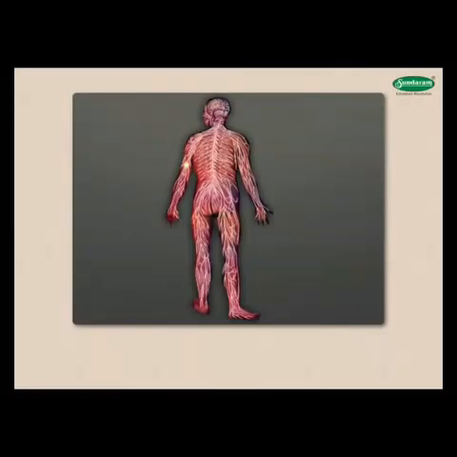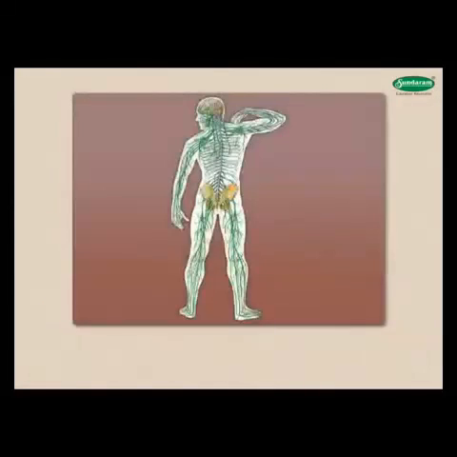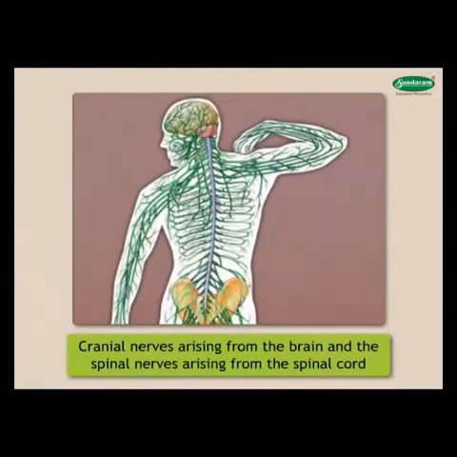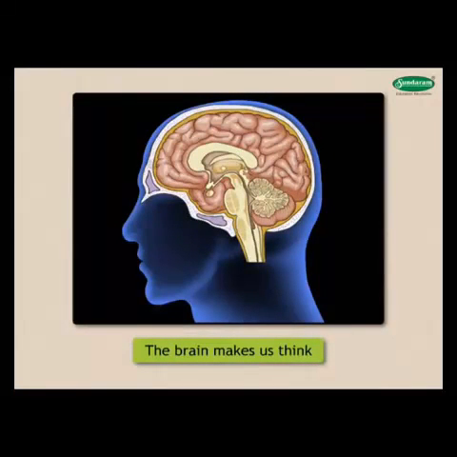This is the second instance where the nervous system is communicating with the muscles. Such communication between the central nervous system and the other parts of the body is brought about by the peripheral nervous system, PNS, which is composed of cranial nerves arising from the brain and the spinal nerves arising from the spinal cord. The brain makes us think, and we act based on our thinking.